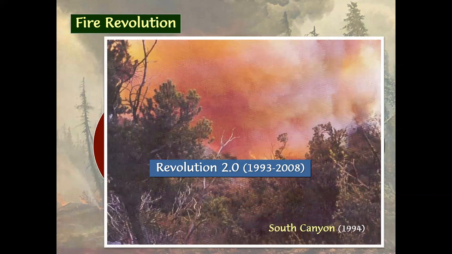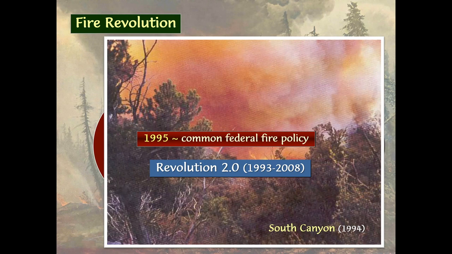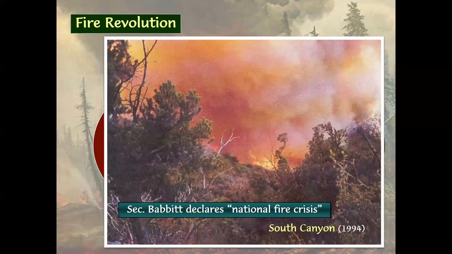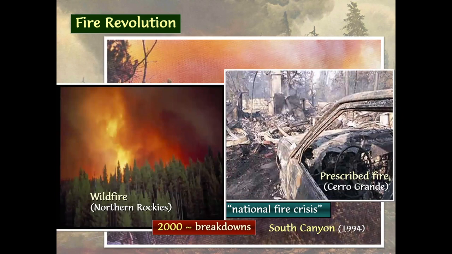Okay, new administrations, new events, revolution restarts, mid-90s, particularly after South Canyon, 1994, our first billion-dollar suppression era, the fatalities at South Canyon. 1995, we have a common federal fire policy, bringing together all the different agencies. Interior Secretary Babbitt declares we're in a national fire crisis. And then in 2000, we have two breakdowns.